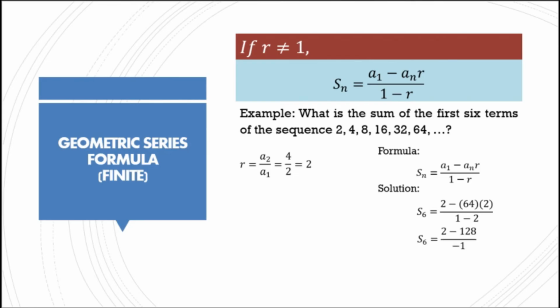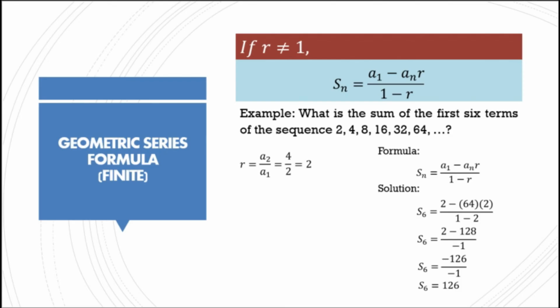64 times 2 is equal to 128. Then 1 minus 2 is negative 1. We now have 2 minus 128, which is equal to negative 126. Negative 126 over negative 1 is equal to positive 126. Therefore, the sum of the first 6 terms of the sequence 2, 4, 8, 16, 32, 64, and so forth is 126.